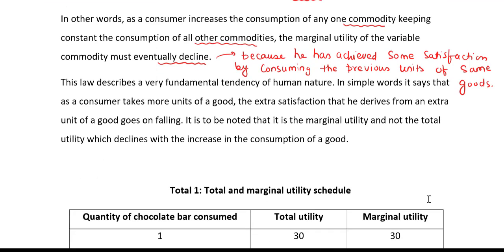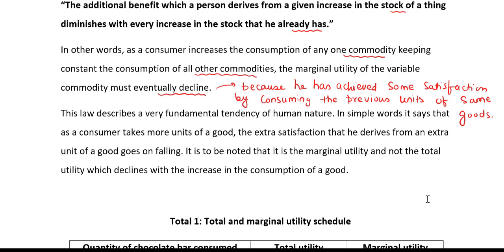It's human nature. As we have a lot of things again and again, the utility will decline in future. Just see it over here. The law describes a very fundamental tendency of human nature. In simple words, it says that as a consumer takes more units of a good, the extra satisfaction that he derives from an extra unit of a good goes on falling. It is to be noted over here that the marginal utility, and not the total utility, will decline with the increase in consumption of a good.